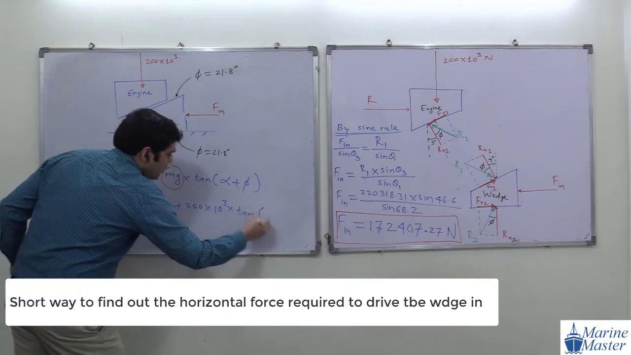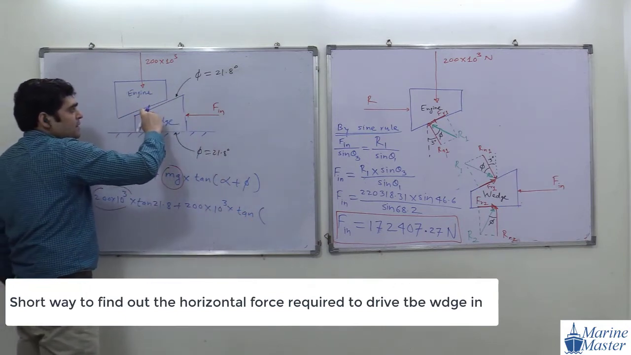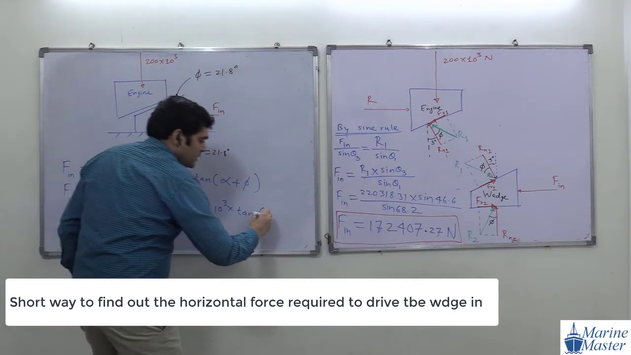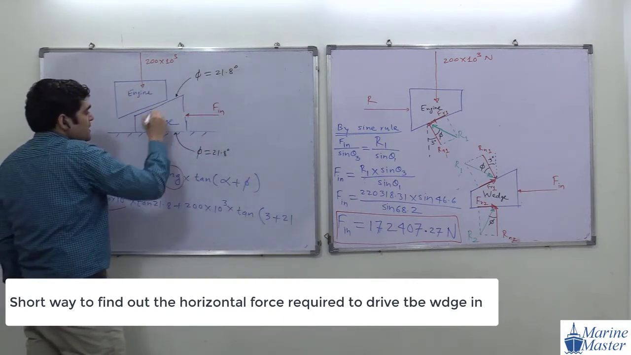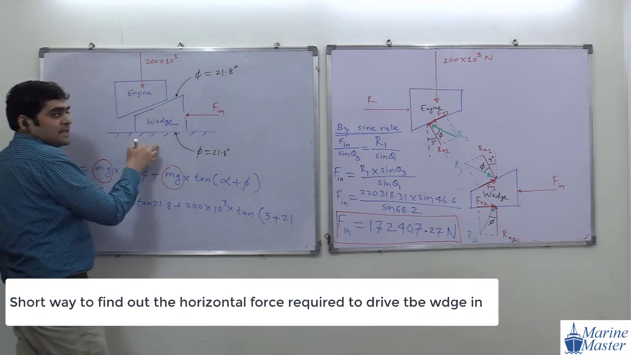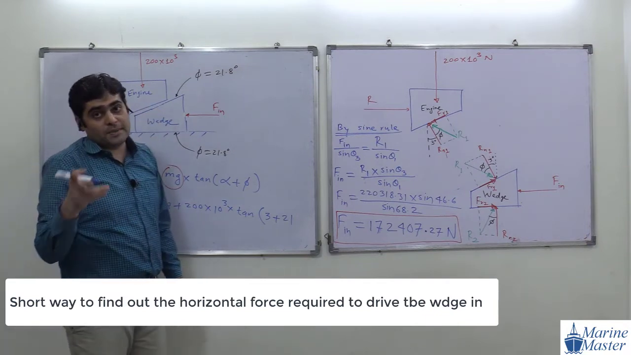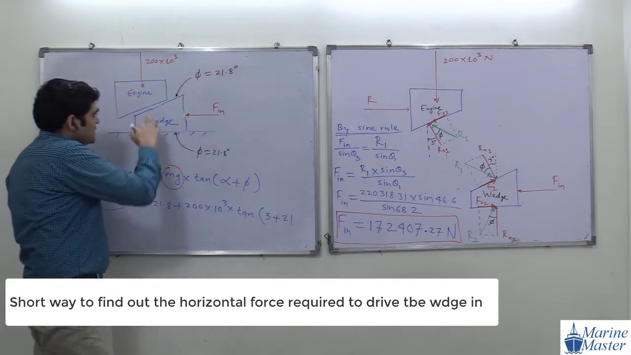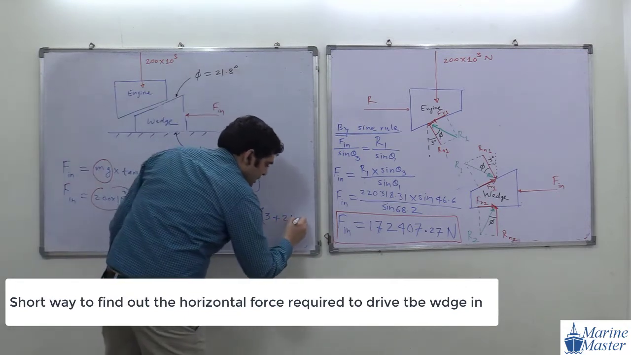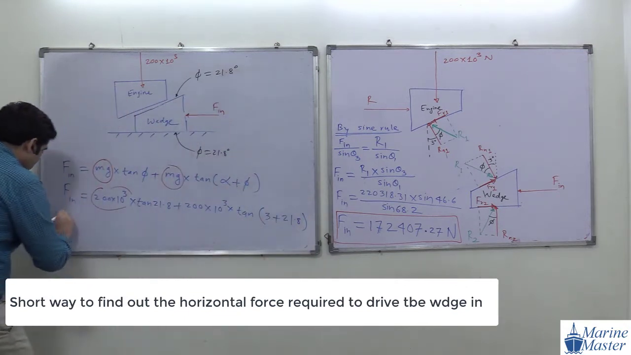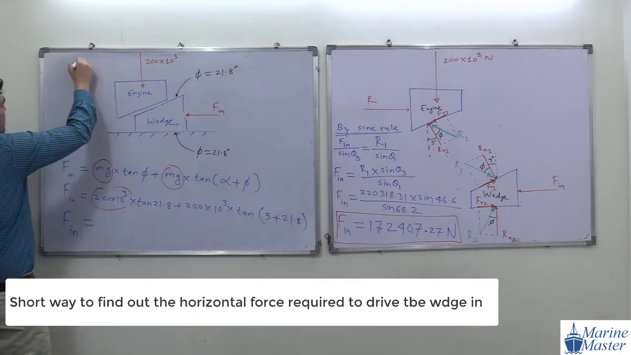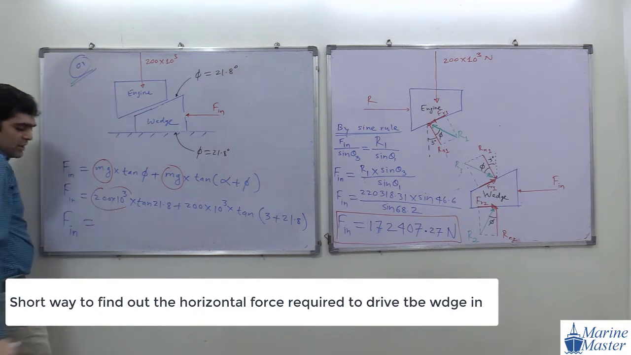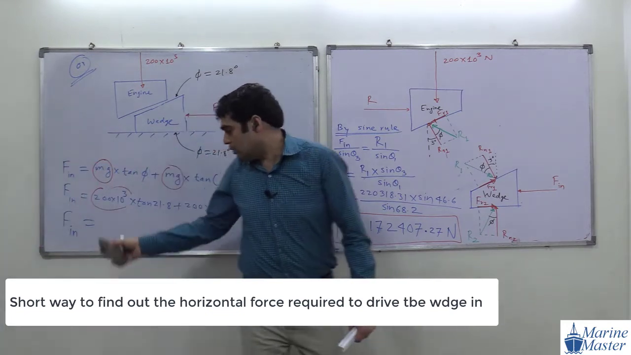Tan of alpha is how much, guys, for this inclined plane? Alpha is 3 degrees. And phi is how much for this plane? In this scenario it is the same, but it may or may not be the same, so you have to check. So that is 21.8. Please everyone do the calculation and tell me the value of F in. This is another way to solve this numerical.